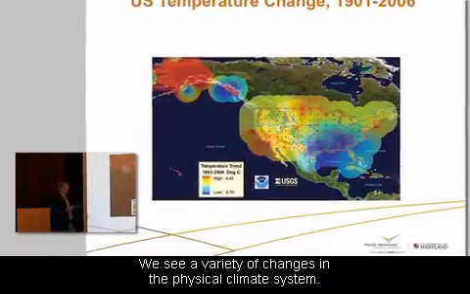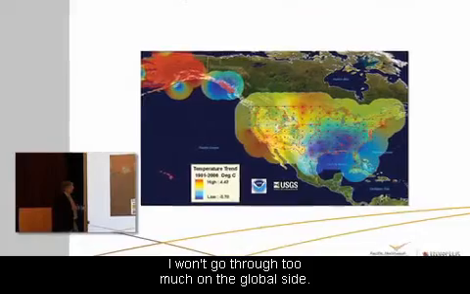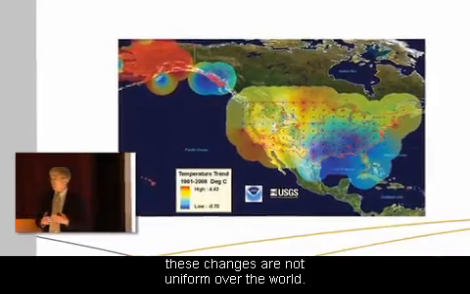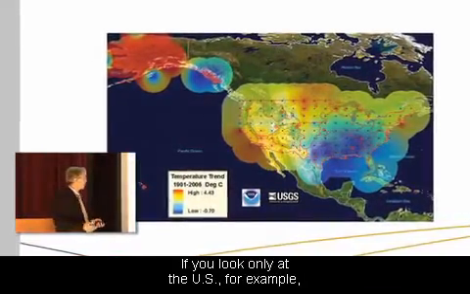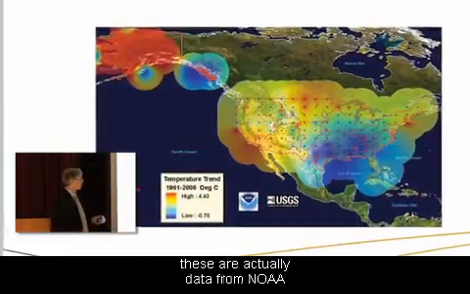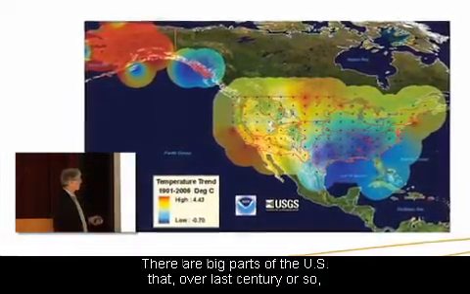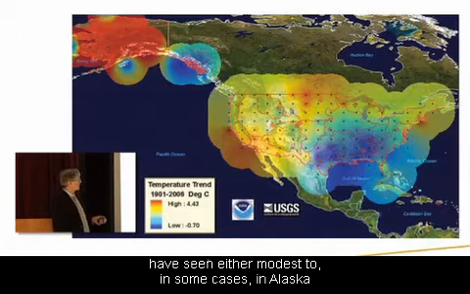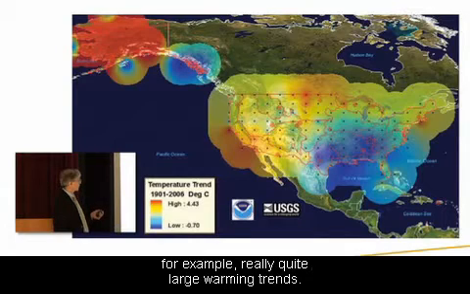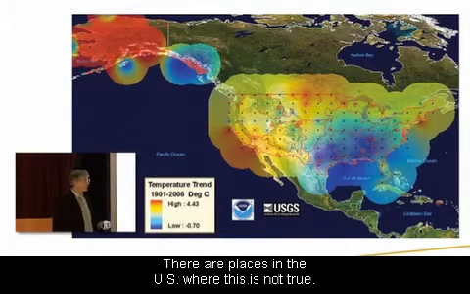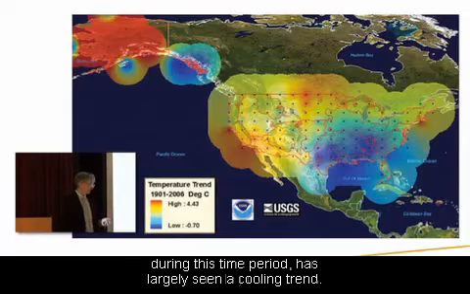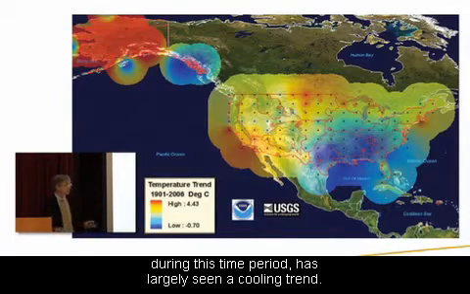We've seen a variety of changes in the physical climate system. I won't go through too much on the global side. As you would expect, these changes are not uniform over the world. If you look only at the U.S., for example, these are actually data from NOAA and the U.S. Geological Survey. There are big parts of the U.S. that over the last century or so, basically during the 20th century, have seen either modest to, in some cases, in Alaska, for example, really quite large warming trends. There are places in the U.S. where this is not true. The Southeast, for example, has largely, during this time period, seen a cooling trend.